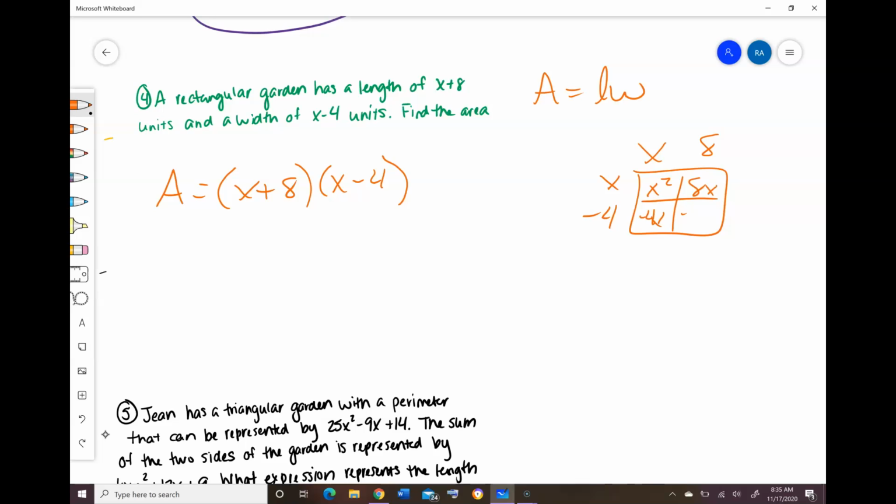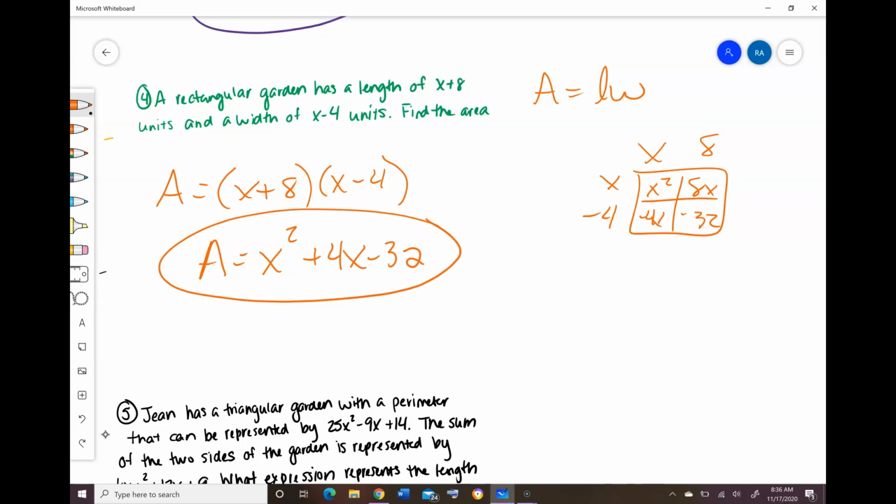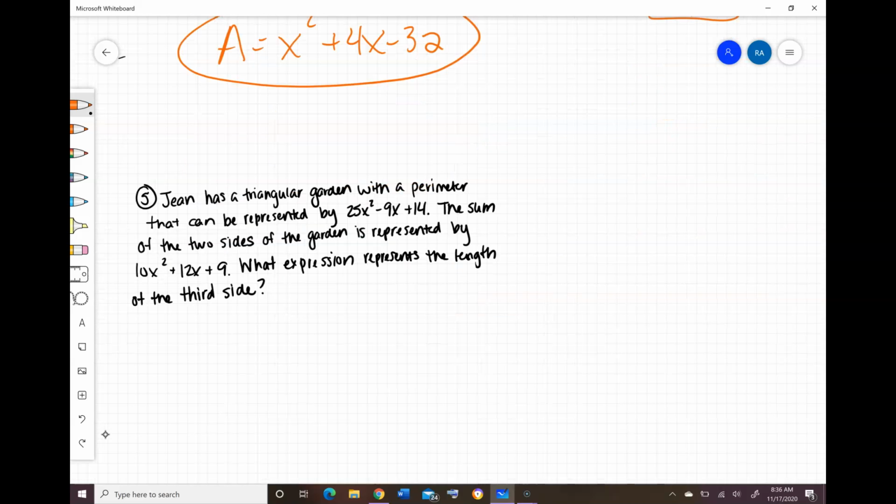Okay. And that's negative 32. So my area for this will be x squared plus 4x minus 32. And that'll be your answer. Okay? All right, 2 more.